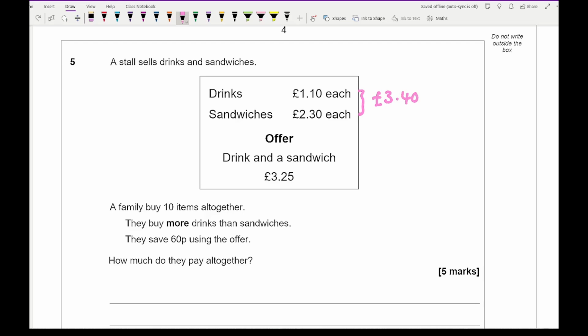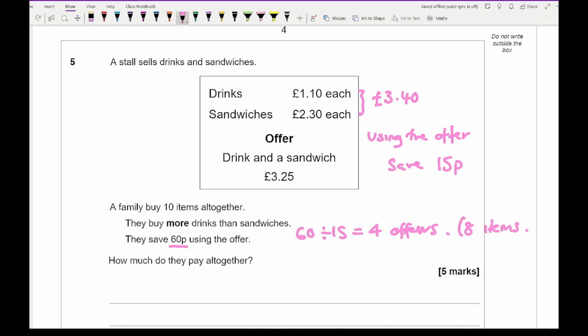Now, as you can see, in terms of using the offer, we save 15 pence. So what we want to see is how many 15 pences do they save? Well, if I then do 60 divided by 15, that gives me 4. So if they've taken advantage of 4 offers, that is 8 items.